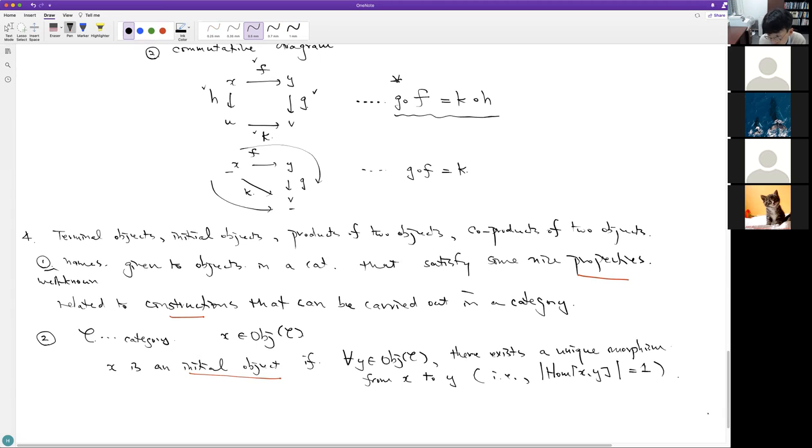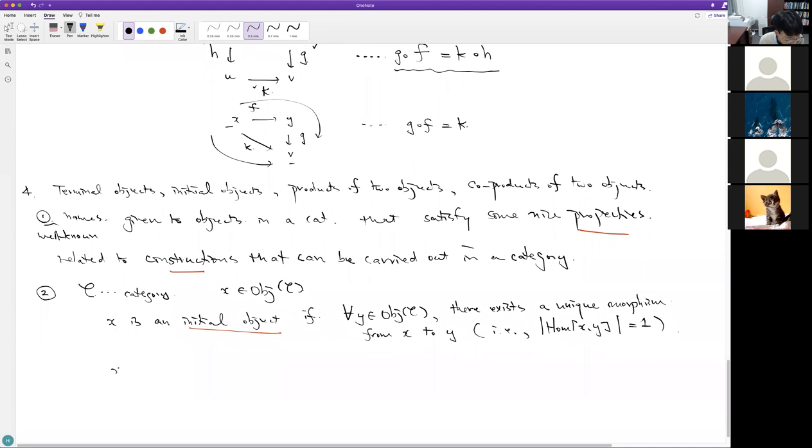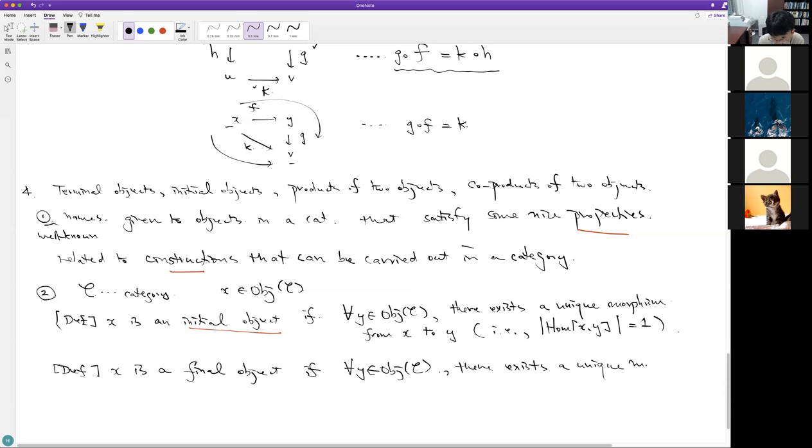Then let me tell you about the final object. That's one definition. There's another definition. We say X is a final object if for every object Y, there exists a unique morphism from Y to X. In other words, the Hom from Y to X is going to be a singleton. Okay, so that's called a final object.